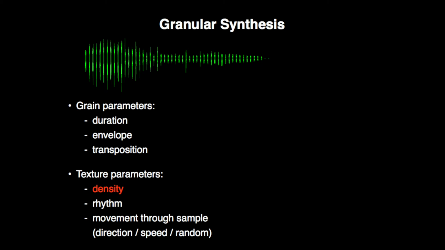Now I'm going to just randomly shuffle all the grains in the sound. And so rather than moving through the sample from beginning to end, we're just going to hear random grains from all throughout the sample.